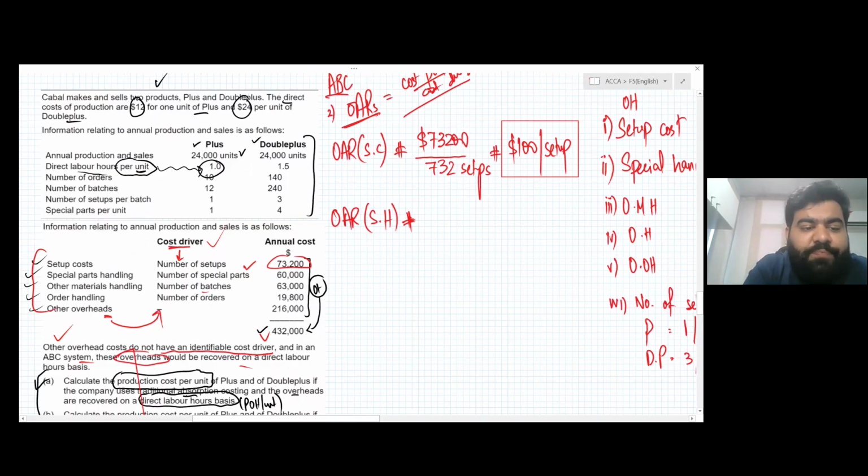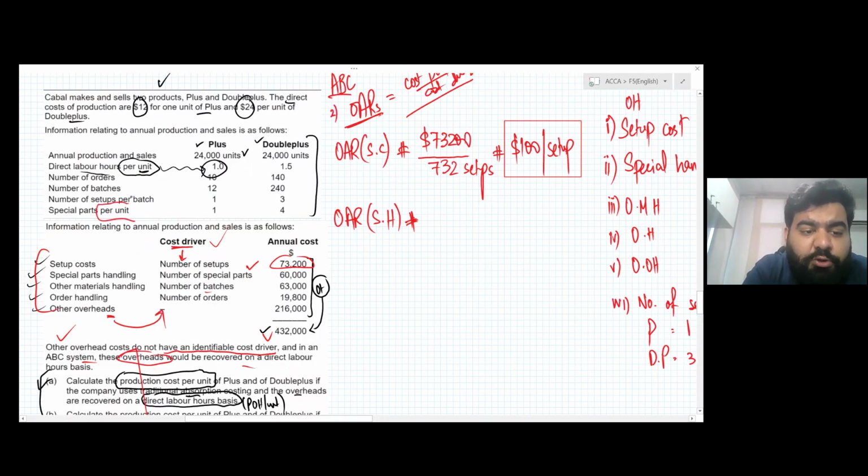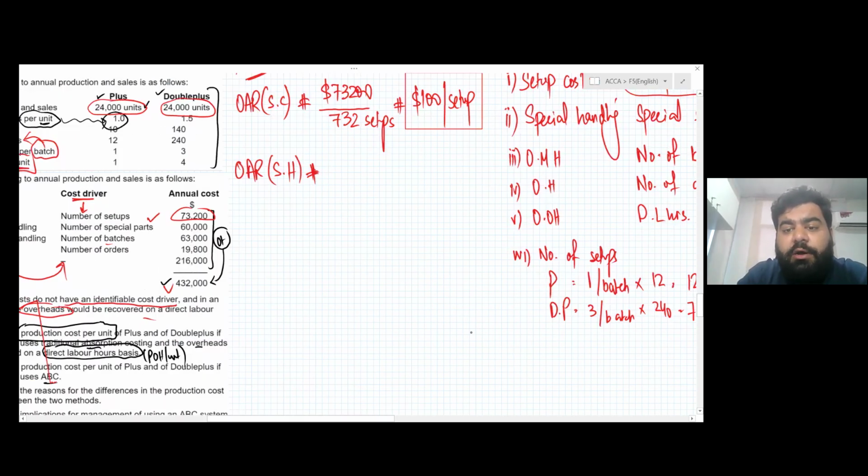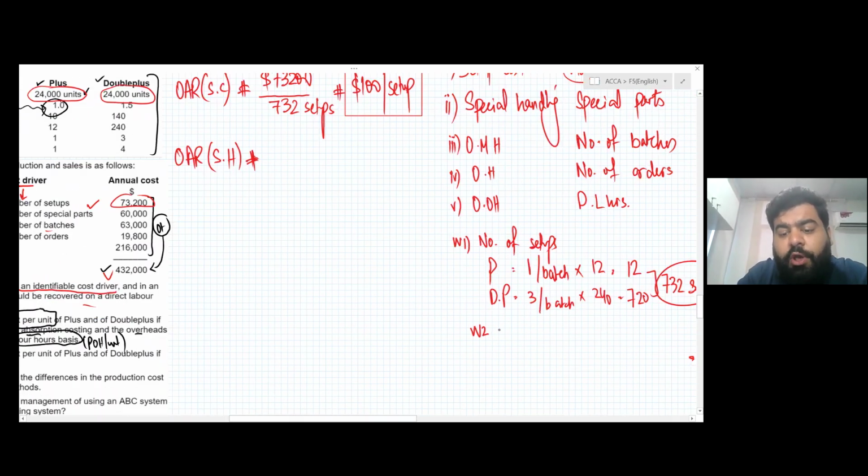Now see what's written, special parts per unit, just like we have done here per batch, where we multiplied by batches. Here it's written special parts per unit, so you will not do 1 plus 4 is equal to 5. No, it's not total special parts, it's special parts per unit, and the number of units they've given here: 24,000 and 24,000. So again, for the special handling, we have to calculate the total special parts properly for plus and for double plus.